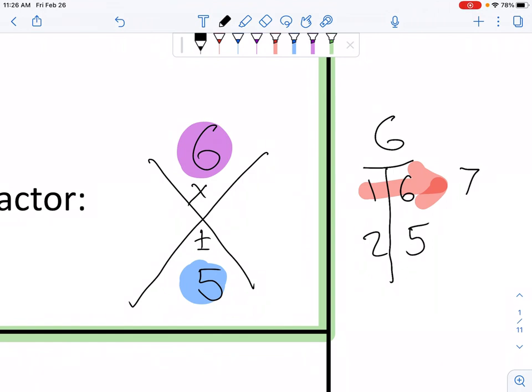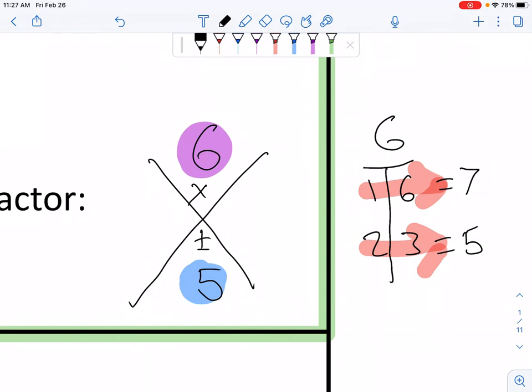Oh, I'm sorry, 2 and 3. 2 times 3 makes 6. I don't know why I wrote a 5 here. So then 2 plus 3, I think I was thinking of the answer, makes 5. Okay, so this is 1 plus 6 equals 7, and 2 plus 3 equals 5.